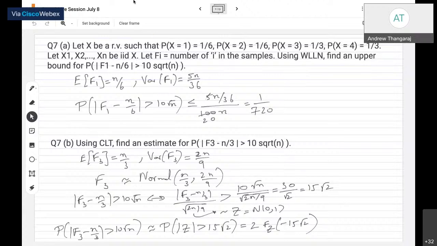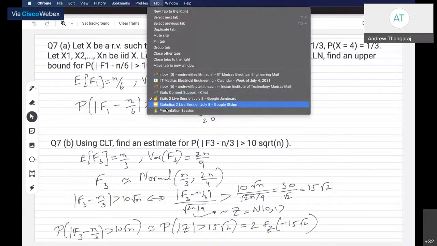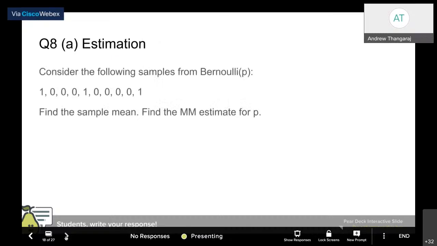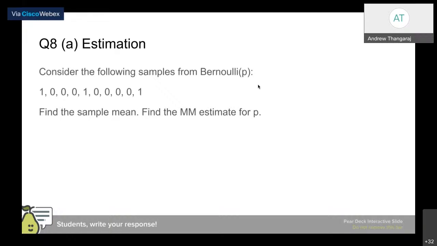All right. So let's move on to the next questions, which would come to estimation. Okay, so it'll be a very easy question. So let's go through this at a fast clip. I don't want to spend too much time on this. These are very, very basic and simple estimation problems.